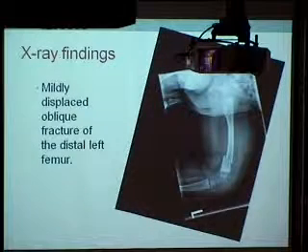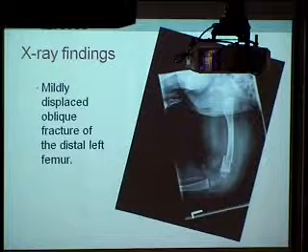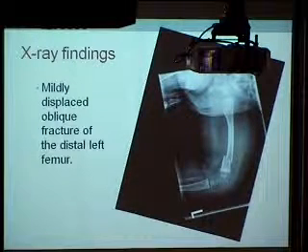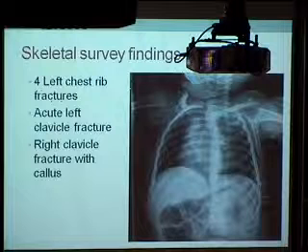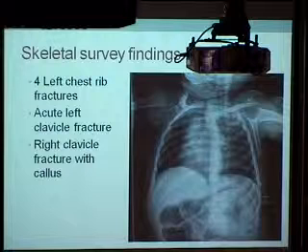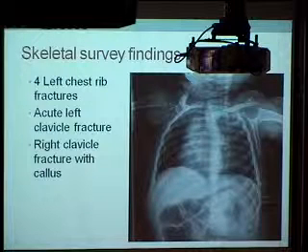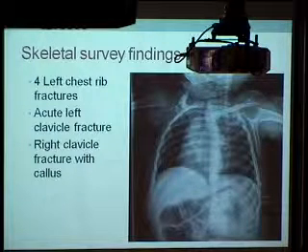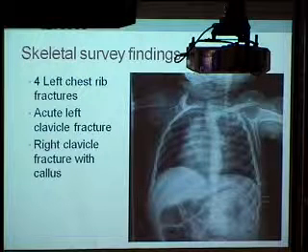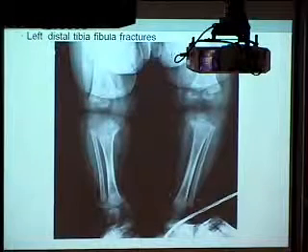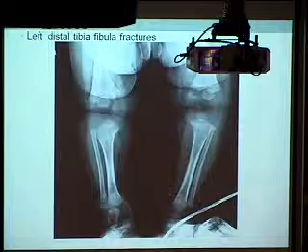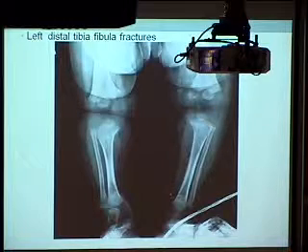And here's her x-ray. So she has a mildly displaced oblique fracture of the distal left femur. We also obtained a skeletal survey in the emergency department. She has 4 left rib fractures, an acute clavicle fracture. You can't see it very well because I chose the oblique view, but she also has a right clavicle fracture which has callus on it. She also has left distal tibia and fibula fractures, and you can see the left femur fracture still in this picture.